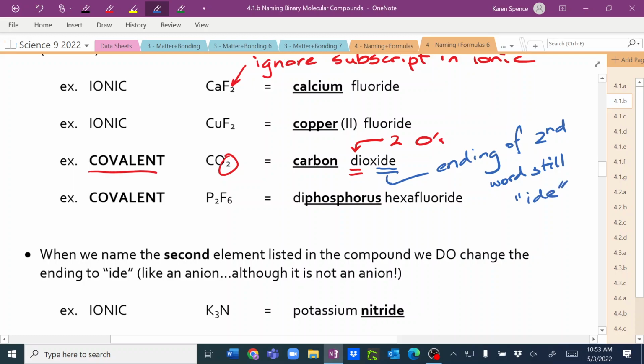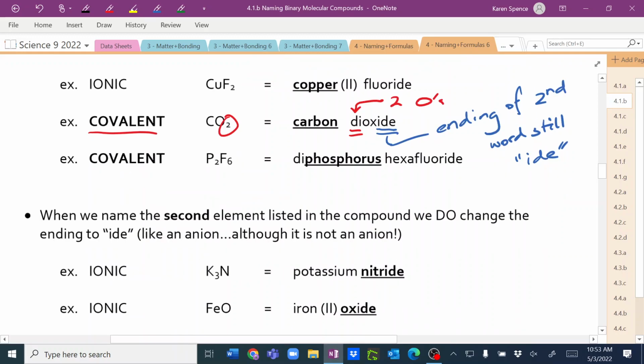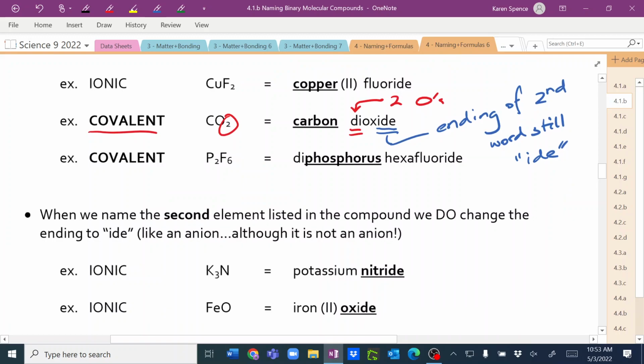Yes. That depends on whether it's in the first position or the second position. Okay? What you will also notice is, does the ending of the first name change? No, the ending of the first name does not change.